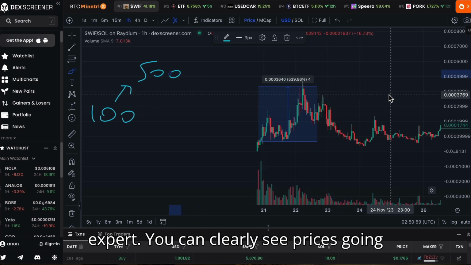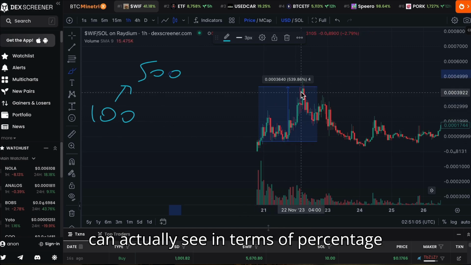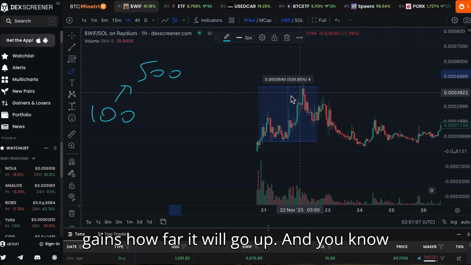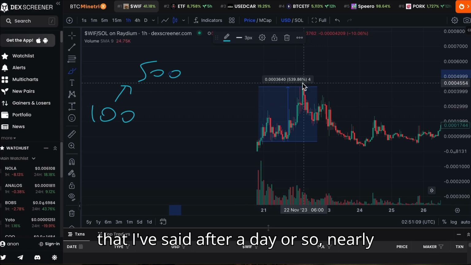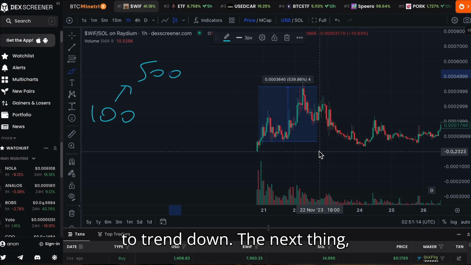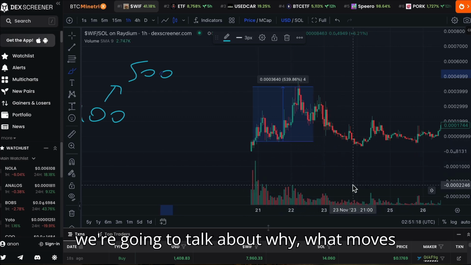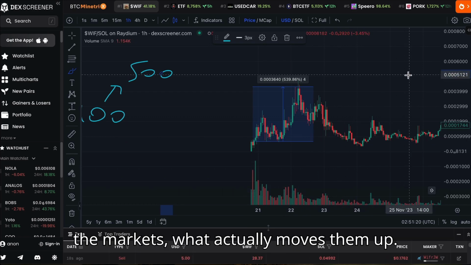You don't have to be an expert. You can clearly see prices going up and candles are going up. And then you can actually see in terms of percentage gains how far it will go up. And you know that I've said after a day or so, nearly all coins, sometimes earlier, will start to trend down. The next thing, we're going to talk about what moves the markets, what actually moves them up.